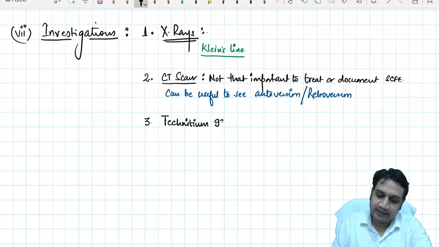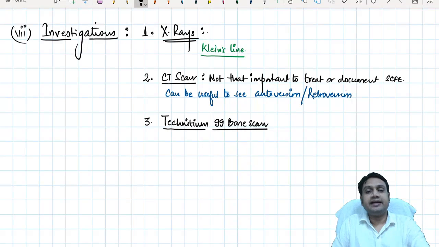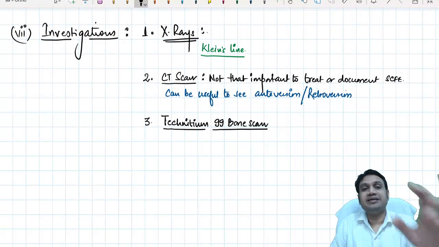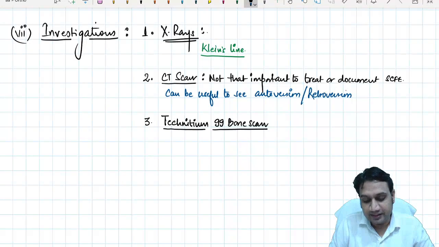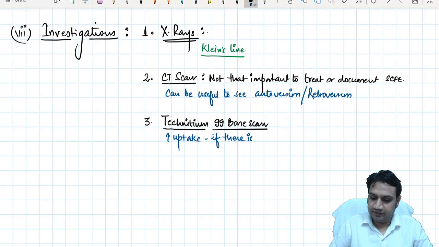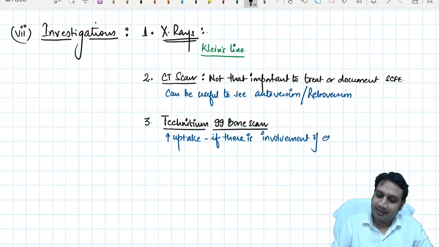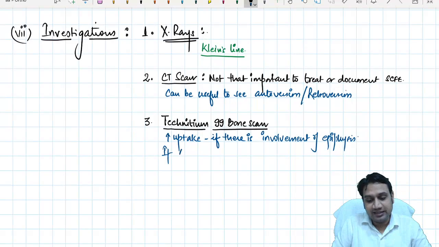Technetium 99 bone scan. Okay, so what is the inference that comes out from this scan, the Technetium 99 scan, is that there will be increased uptake if there is initiation, or if there is involvement of the epiphysis, right? And there will be decrease if AVN has started settling in.